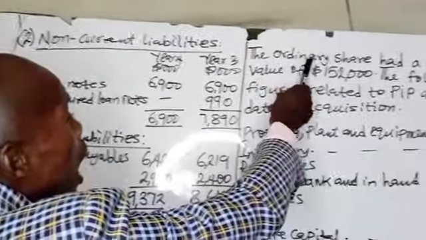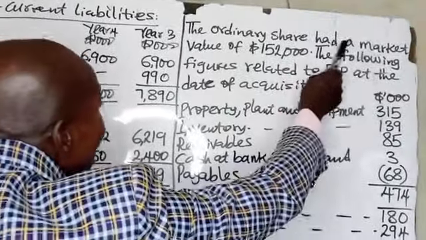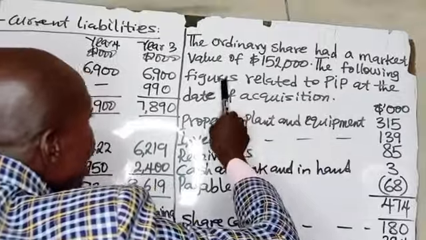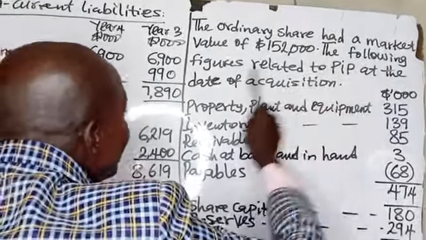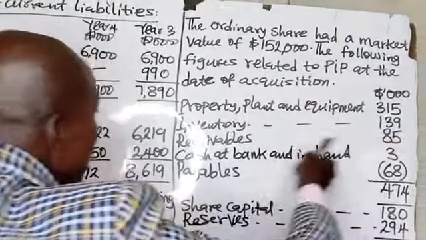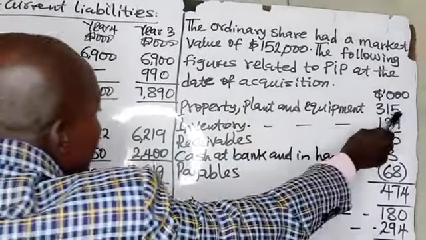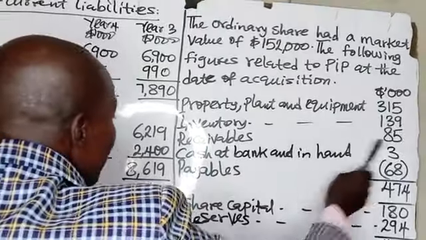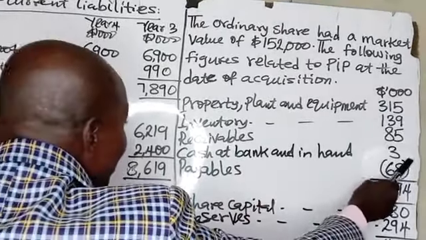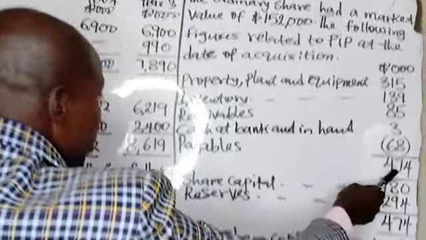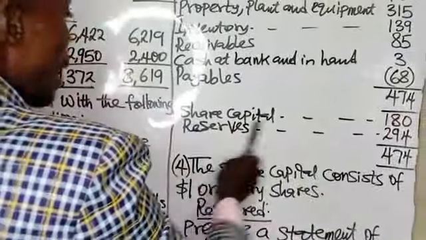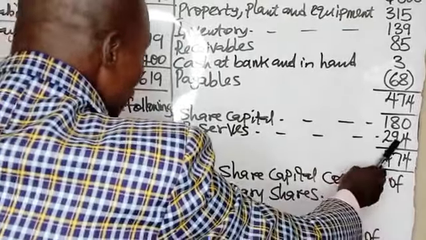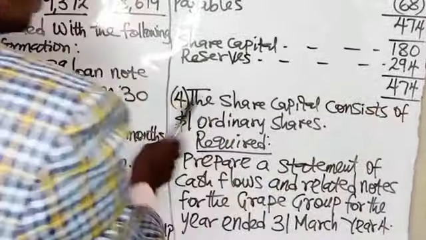The ordinary share had a market value of $152,000. The following figures related to PIPE at the date of acquisition amount in $1,000. Property, plant and equipment, 315. Inventory, 139. Receivables, 85. Cash at bank and in hand, 3. Payables, 68. Total, 474. Share capital, 180. Reserves, 294. Total, 474.